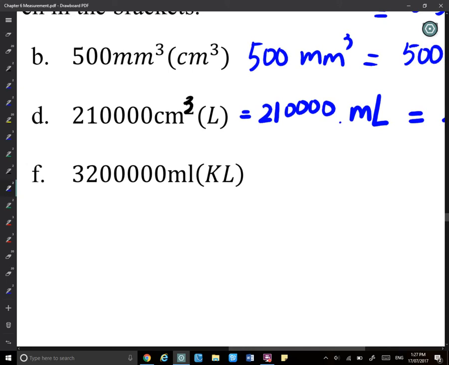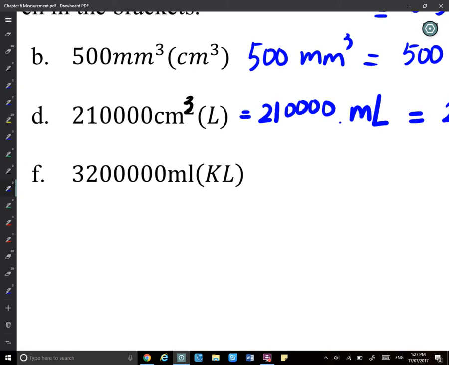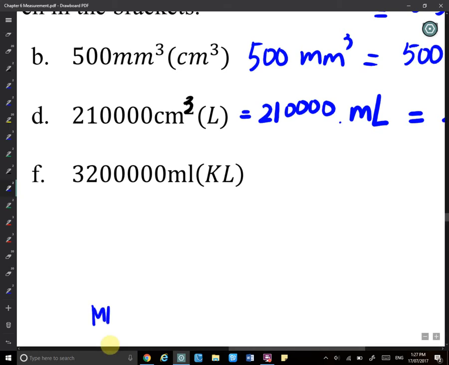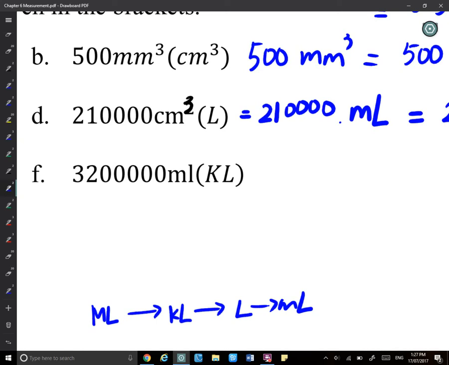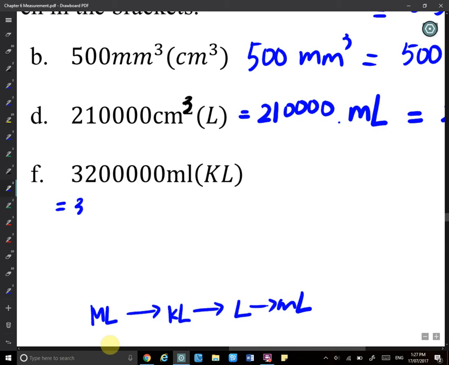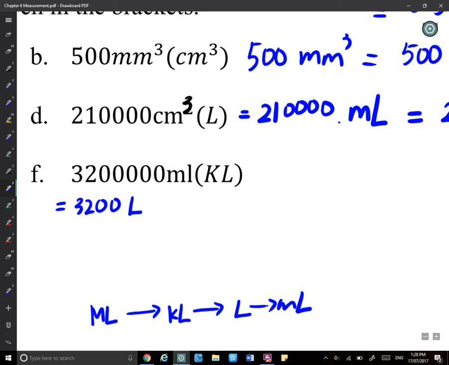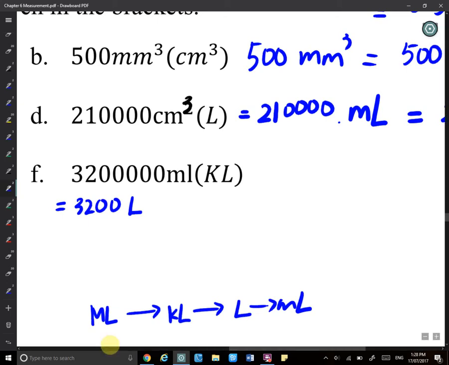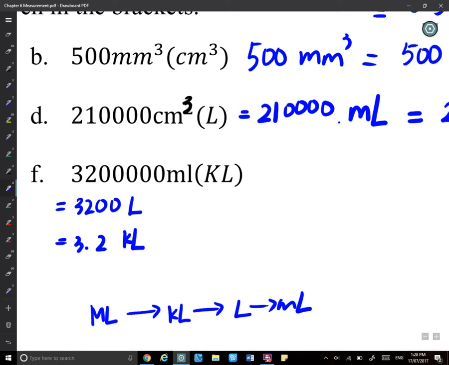Next one, milliliters to kiloliters. What we have is megaliter, kiloliter, liter, and milliliter. Now I have milliliter. I need to reduce it by 3 zeros to make it to liter first. That is 3,200 liters. And I want to make a kiloliter, so I need to reduce by 3 decimal places as well. Move the decimal 3 units to the left, so it's 3.2 kiloliters.